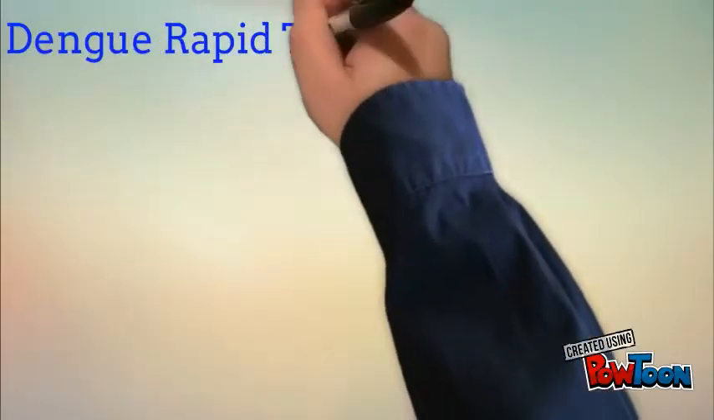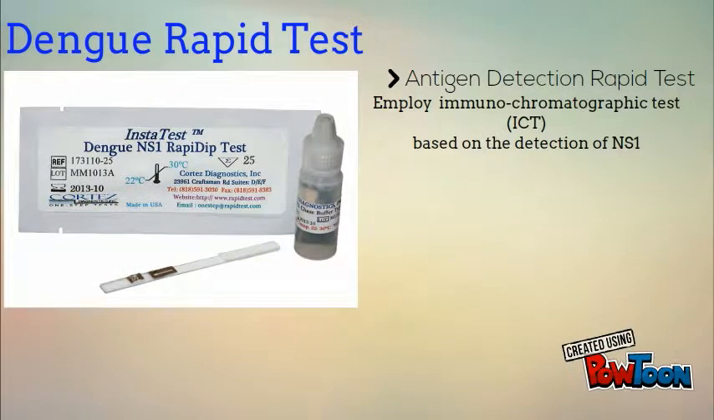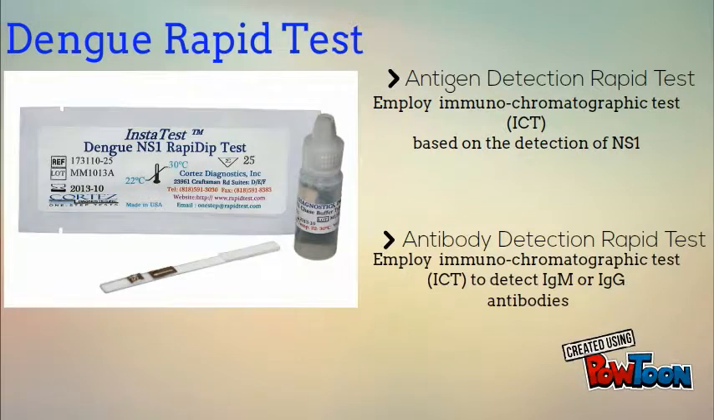Dengue rapid tests consist of an antigen detection rapid test based on detection of NS1, and an antibody detection rapid test to detect IgM or IgG antibodies.